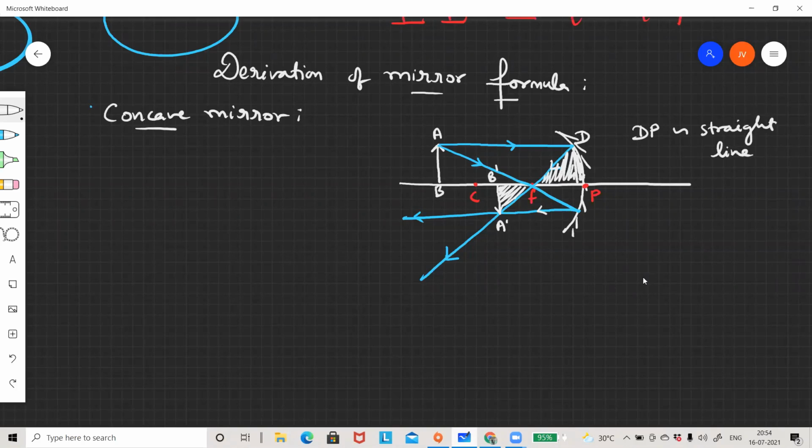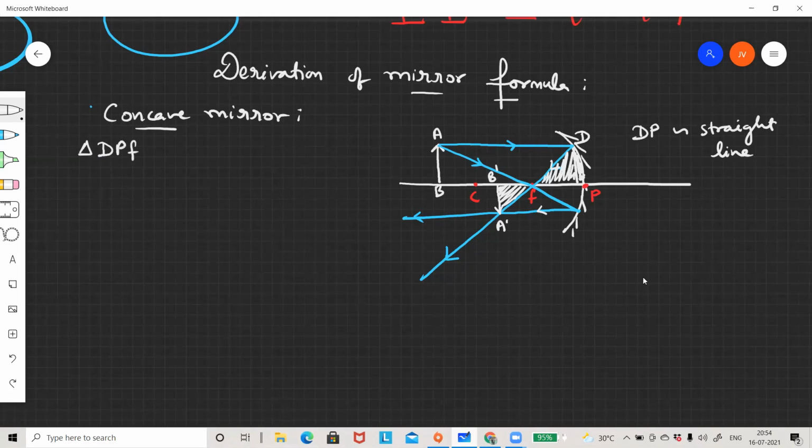DP is approximately a straight line. Why? Because we are taking a very small section of the mirror, or else you take that this ray of light which is parallel to the principal axis is a paraxial ray, meaning it's very close to the principal axis. In that case, DP is so close that it is a straight line. Take it like that. Okay, so we will consider first these two shaded triangles, and then we will take another pair of triangles.